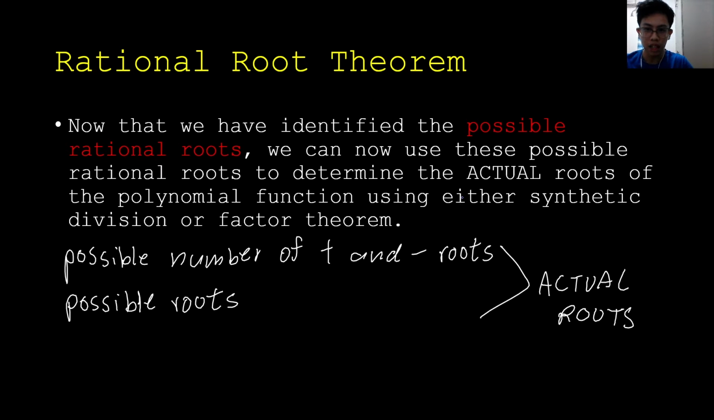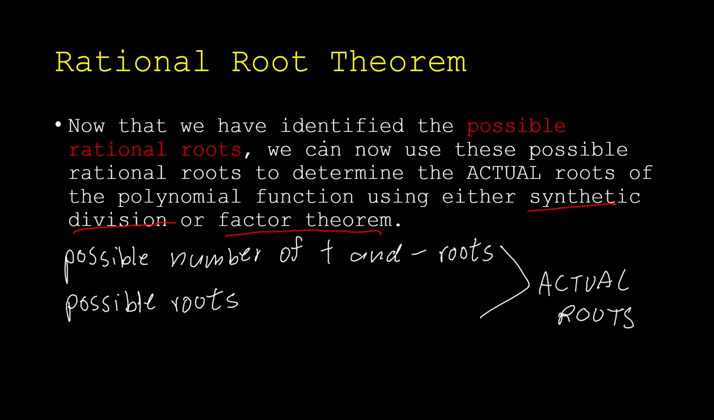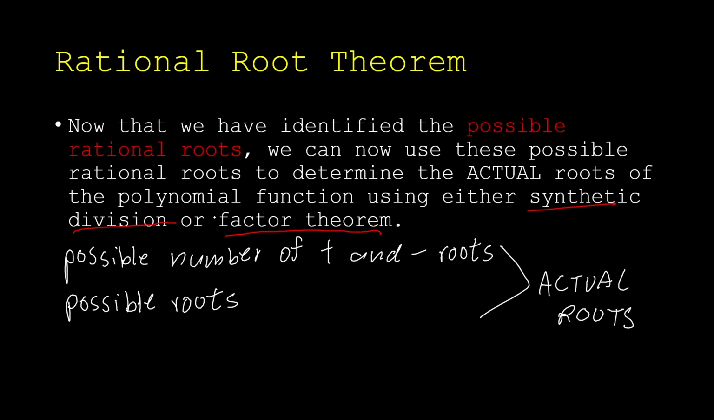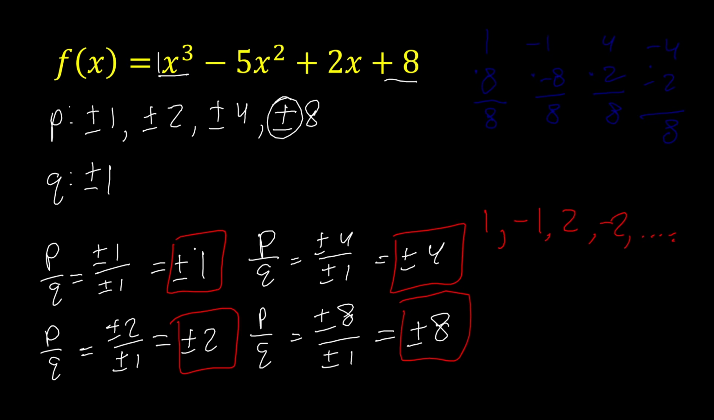And to do that, we need to use either synthetic division or the factor theorem. So to find the actual roots of this polynomial function, we have to use either synthetic division or the factor theorem. In this case, we will be using synthetic division, but I will show you how to use the factor theorem later on. So our divisor will be the root we will be checking. And as you can see here, these are our roots: plus minus 1, plus minus 2, plus minus 4, and plus minus 8.